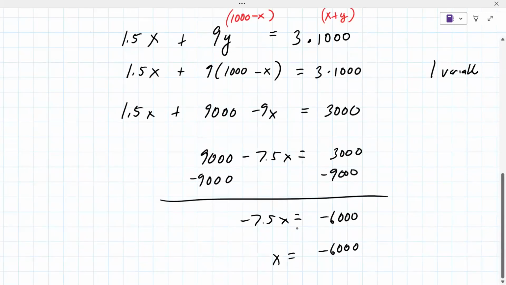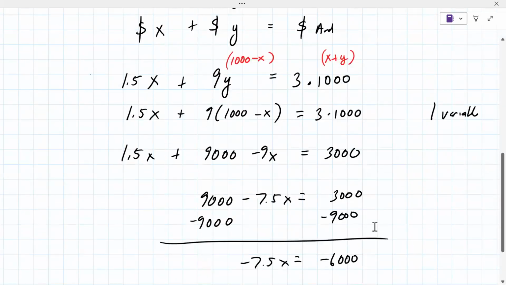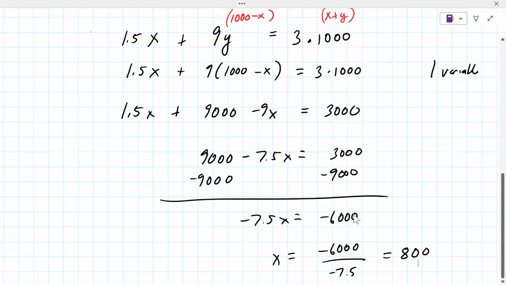Your answer has to be a number between 0 and 1,000 because that's the amount of tile you're using. So you want to look out for answers that don't make any sense. It also should be a whole number since you're dealing with tiles. You can cut tiles in half, but once you have X, you really are supposed to label which one that is. In this case, it goes with the $1.50 tile. And so Y is the perimeter or the edge tile, the $9 tile.